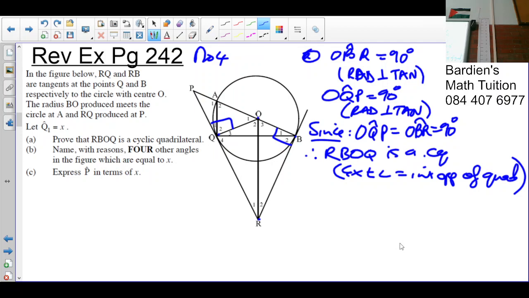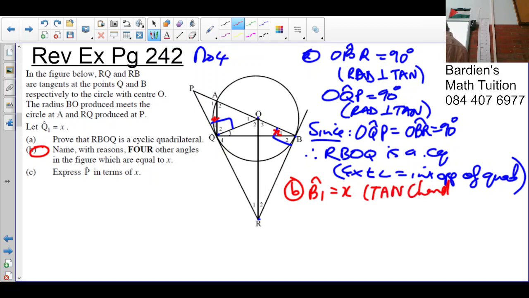Right. Let's go to B. Name with reason 4 other angles in the figure which are equal to x. People, that sum could be worth 8 marks or something. So Q1 is x. We said B1 will be x. Why would angle B1 equal x? Tan-chord theorem. Okay.